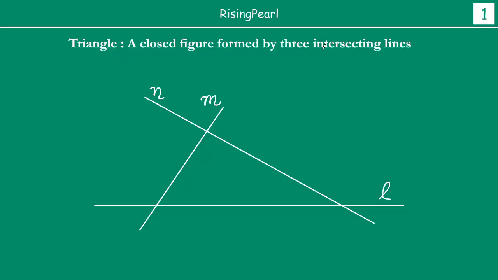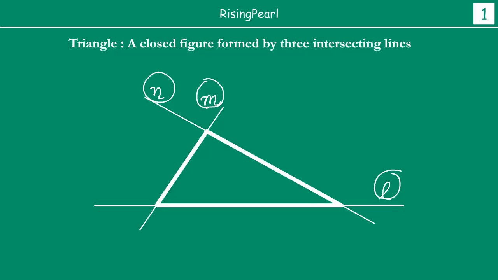A triangle is a closed figure formed by three intersecting lines. In this diagram I have line L, line M, and line N. I have three lines that I have drawn. They are intersecting lines, and when you draw these lines, the intersection that you find, which is highlighted here, forms a triangle, right? So a triangle has three sides, and we name the three corners. These are the vertices. Let's call this vertex A, this vertex B, and this vertex C.